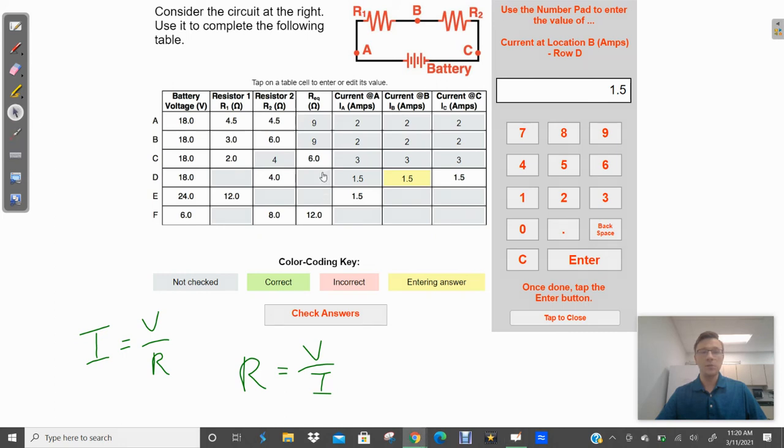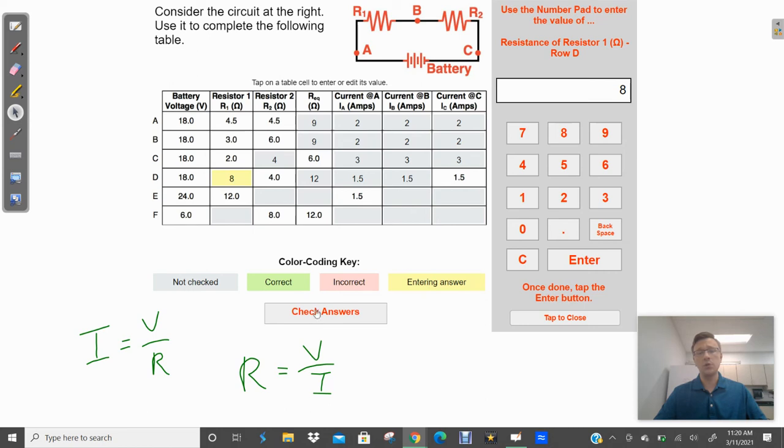So I need to put this in. Okay, so all I did there was 18 volts divided by 1.5 amps to get 12. Well, if our second resistor is 4 ohms, that means this first resistor here must be 8 ohms to match up.